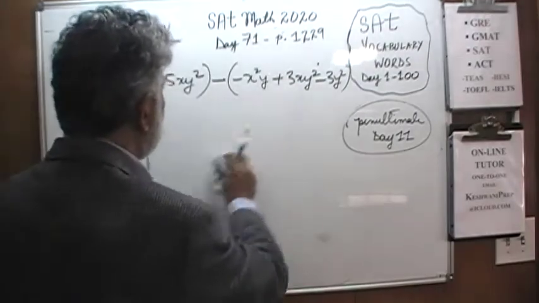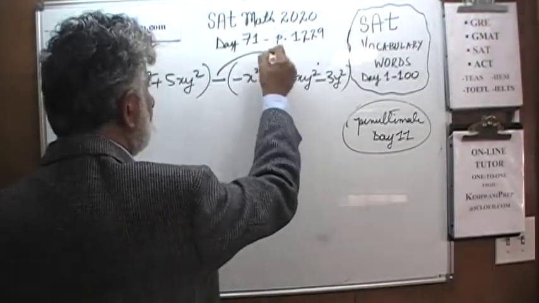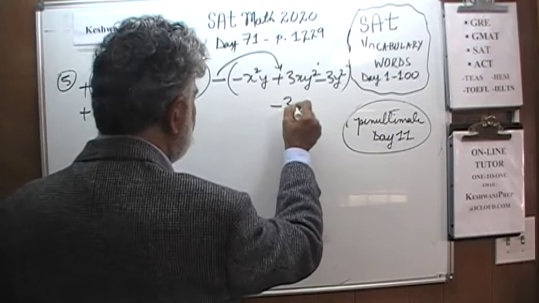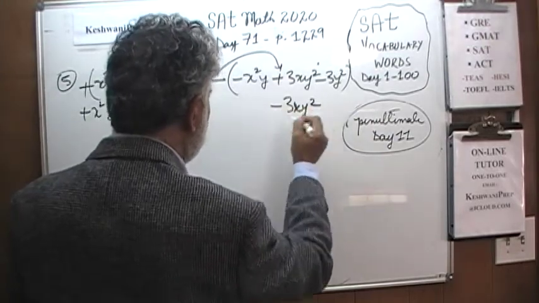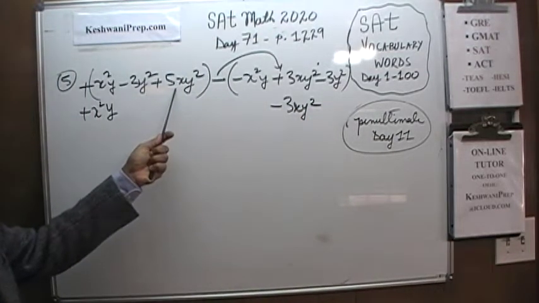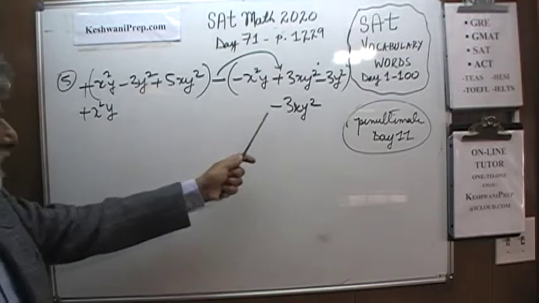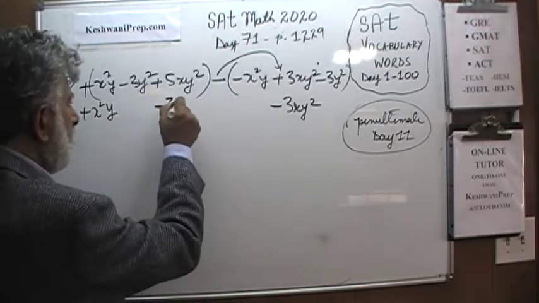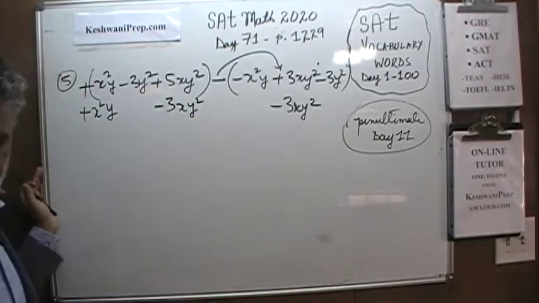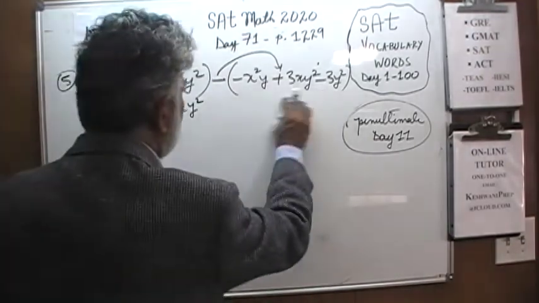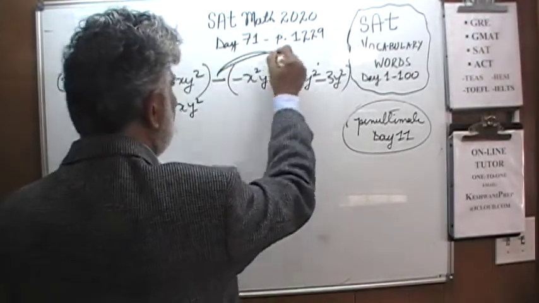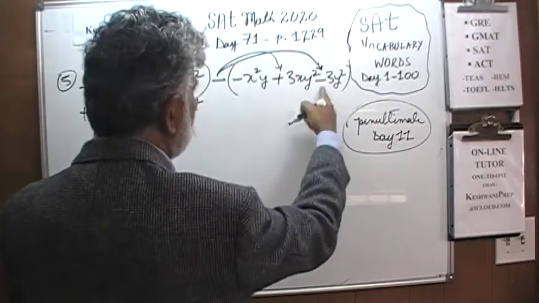So that's gone. Then we have a negative times a positive, that's a negative 3xy squared. And we see xy squared here. That's a positive 5, that's a negative 3. So that one is gone. And then we have a negative times a negative. Negative times a negative is positive.